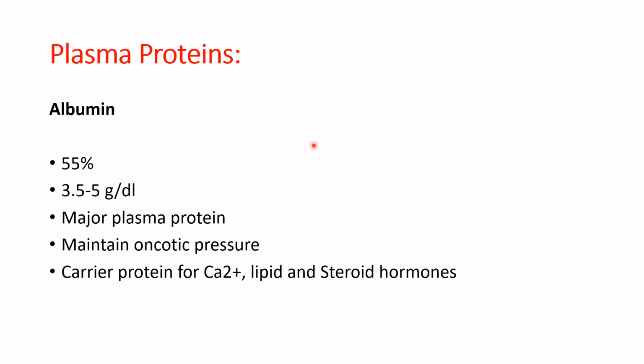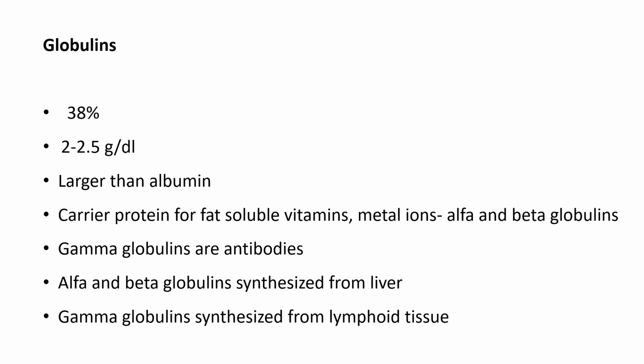Moving on to the plasma proteins. In plasma, we have the major protein called albumin, which constitutes about 55% of plasma proteins, and their normal level is 3.5 to 5 gram per deciliter. It is the major plasma protein, and the major function of albumin is to maintain the colloidal osmotic pressure. Other functions of albumin are: it acts as a carrier for calcium, lipid and steroid hormones.